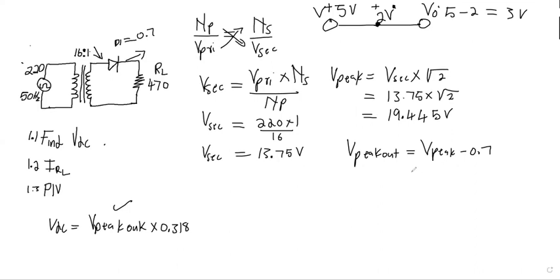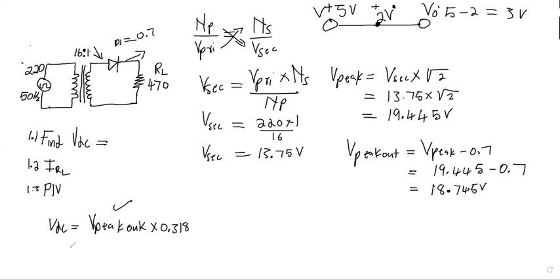So what is the V peak out? It's 19.445 minus 0.7 equals 18.745 volts. So that's our V peak out. Remember the question, we were asked to calculate what? VDC, which is the average voltage, which is the voltage across the RL.